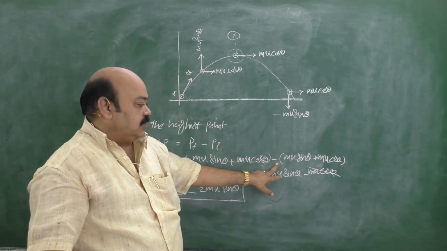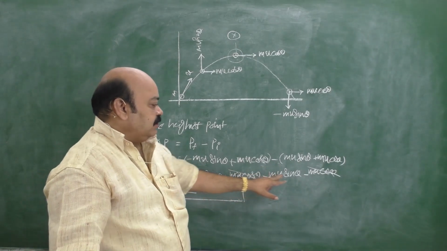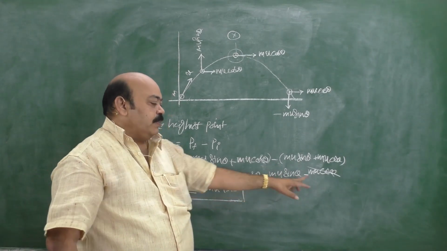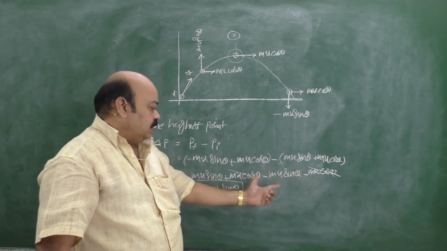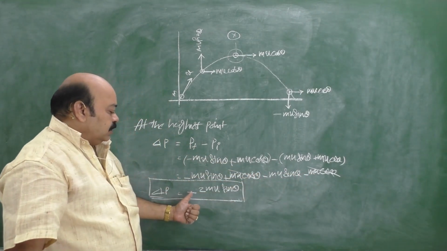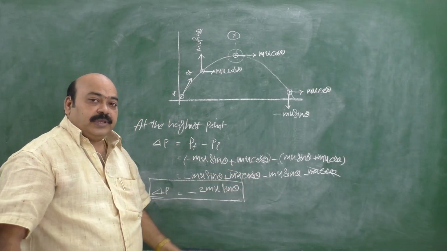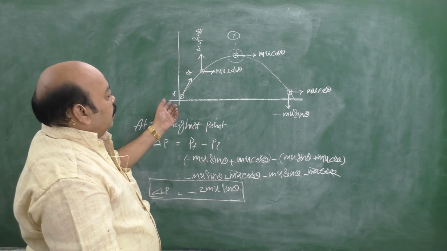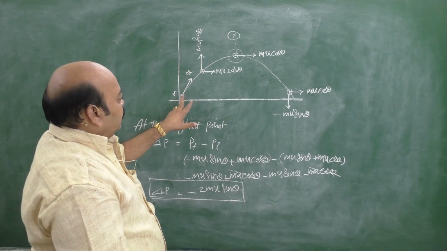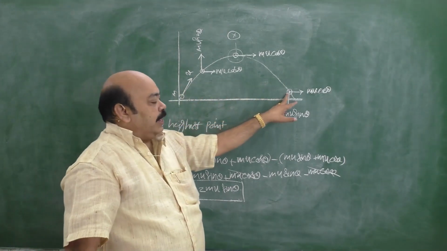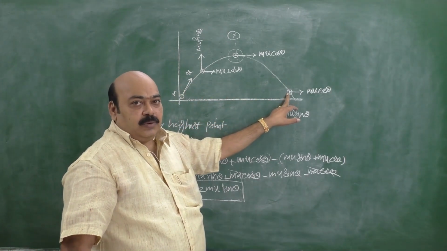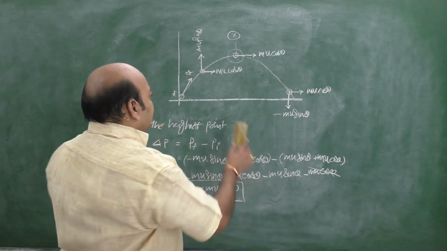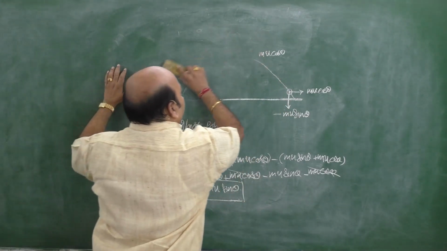Since the negative sign is in front of the bracket, the signs get changed. Mu cos theta minus mu cos theta, the horizontal components, get cancelled. The net resultant is minus 2 mu sin theta. This is the change in momentum when a projectile completes its motion from the initial point to the ending point, which is called striking the ground. That's all. This is the change in momentum in the case of a parabola.